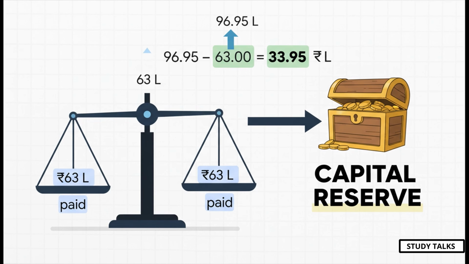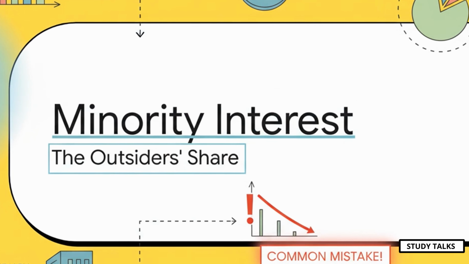And since this is a capital gain, not an operating profit, that difference of 33.95 lakhs goes straight to capital reserve. Now, if it was the other way around, if we had paid more than what we got, that extra amount would have been goodwill. Simple as that.